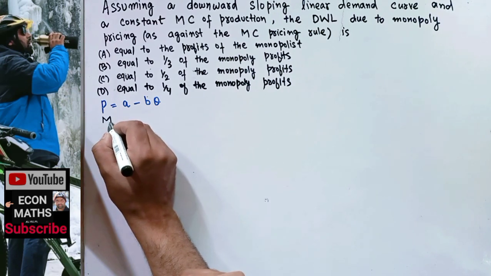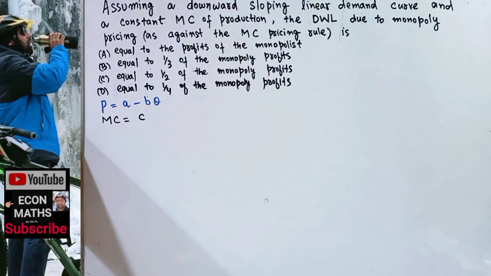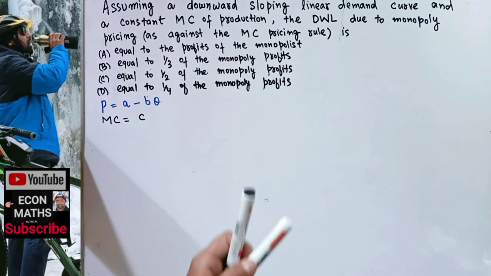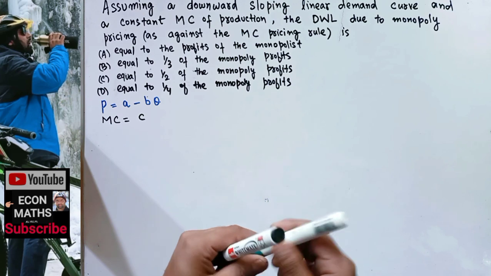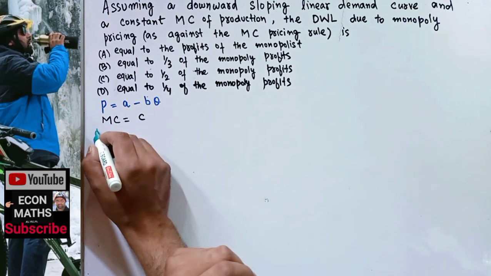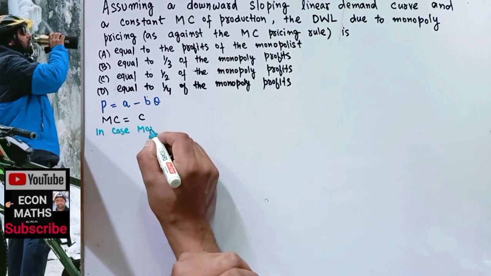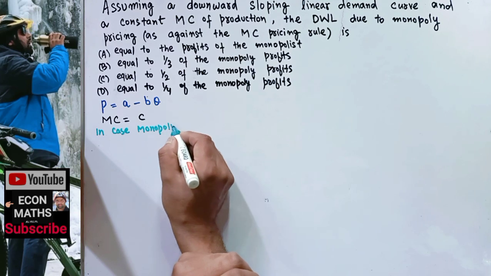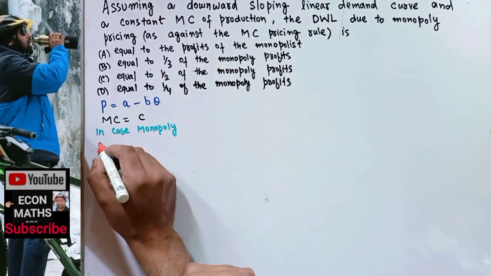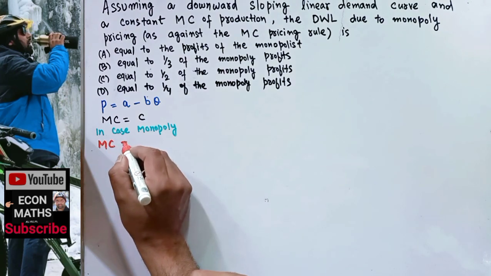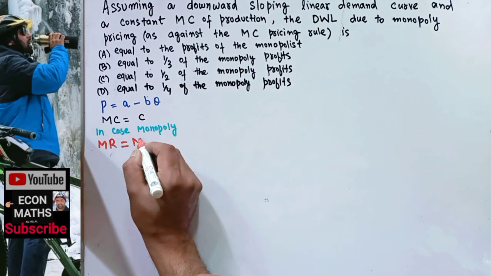Let us say our marginal cost is denoted by c. So let us first draw the graph here. We know in case of monopoly, profit maximization requires that marginal revenue is equal to marginal cost.